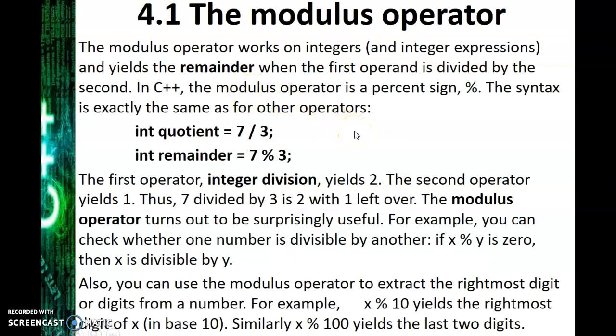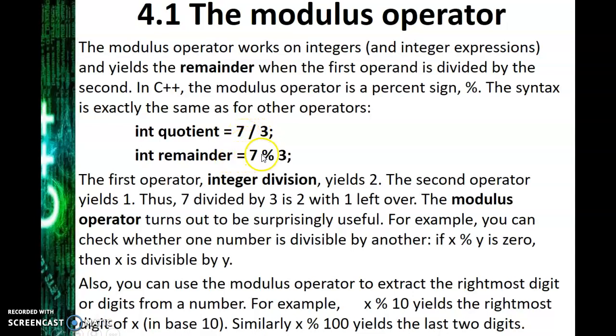Okay, we start with the modulus operator, a little bit of review. And again, we talked also about integer division. If you take a look at this example, we have 7 divided by 3. An integer divided by an integer in C++ is an integer. So again, that would just give us 2, because 3 goes into 7 twice.